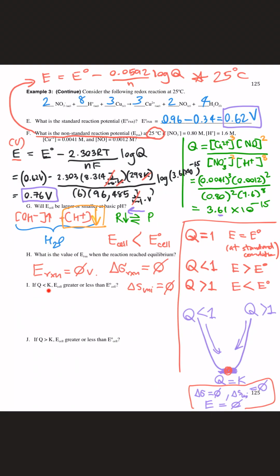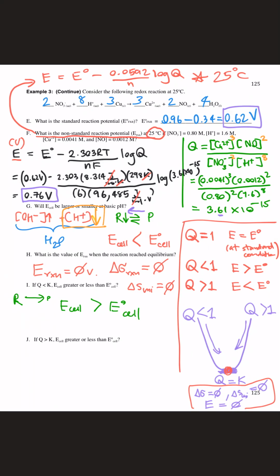So when Q is less than K, it indicates that the system is not at equilibrium yet. Q less than K is telling us that at this point we have more of the reactant and less of the product. Therefore, the reaction would shift toward the product, because you have more reactant than product, until equilibrium is reached again. Therefore, it's spontaneous in the forward direction, and the E cell would be greater than the E naught cell, because the reaction shifts.